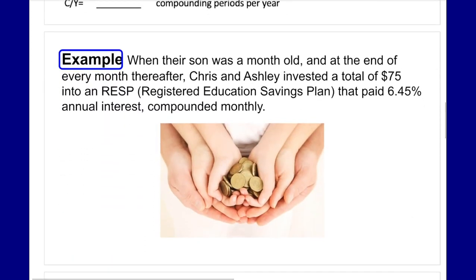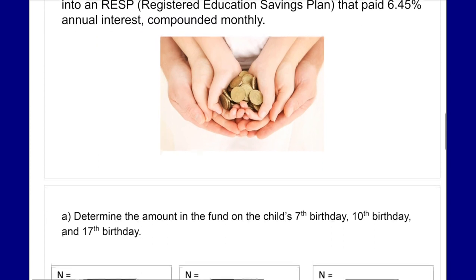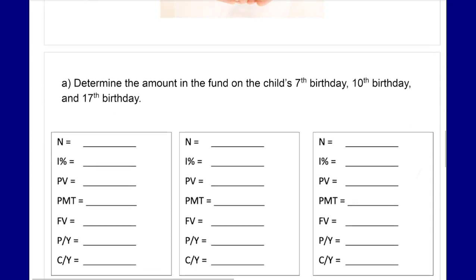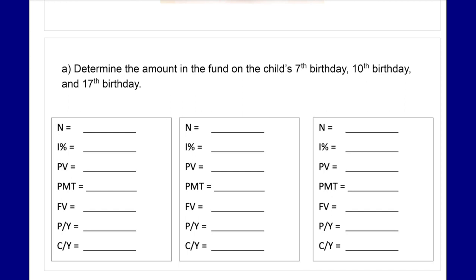So let's look at one scenario. When their son was a month old, and at the end of every month thereafter, Chris and Ashley invested a total of $75 into an RESP, or a Registered Education Saving Plan, that paid 6.4% annual interest, compounded monthly. We want to determine the amount in the fund on the child's 7th birthday, 10th birthday, and 17th birthday. So we're going to have 3 different calculations that we're going to use our TVM solvers for.